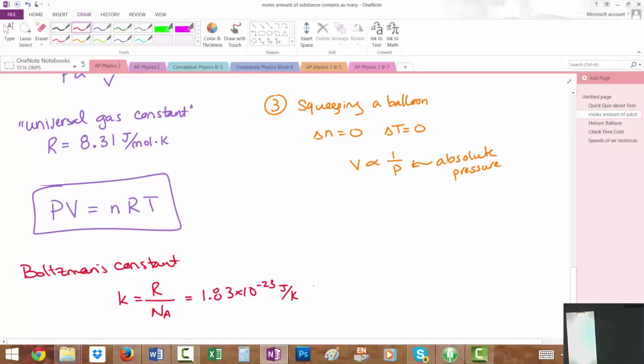If you use k, then the ideal gas law turns into PV equals big N little k T.